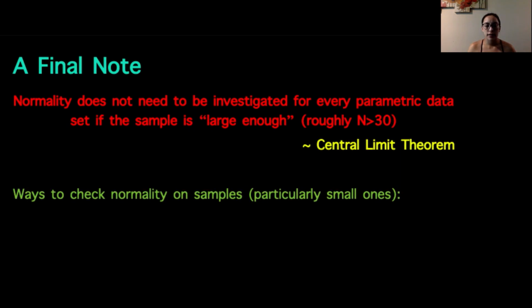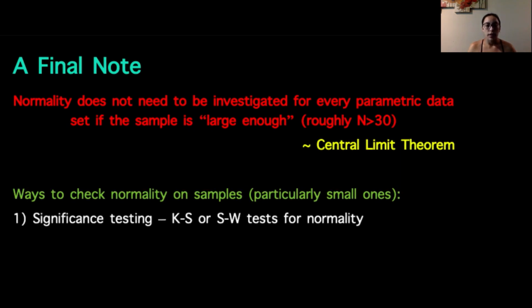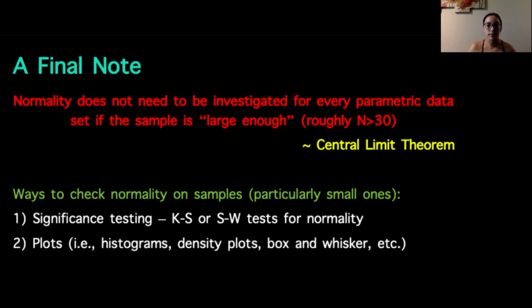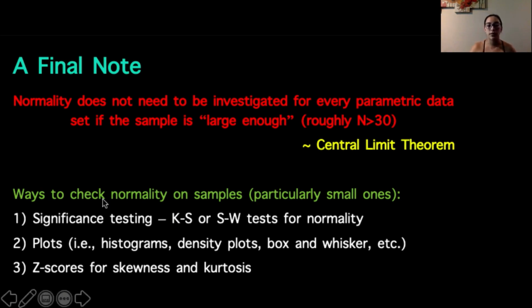Ways to check normality on samples, particularly small ones: we can do significance testing. For us, we're going to use the Shapiro-Wilk test for normality. You can use plots, right? So histograms, density plots, which I'll show you in SPSS in your activity, box and whisker plots, etc. And then we can calculate z-scores for skewness and kurtosis. So in exams or quizzes, sometimes I'll ask you to assess the distribution shape. How would you describe the shape of the distribution? You can use any one of these methods to justify your answer for how you would describe the shape of the distribution.